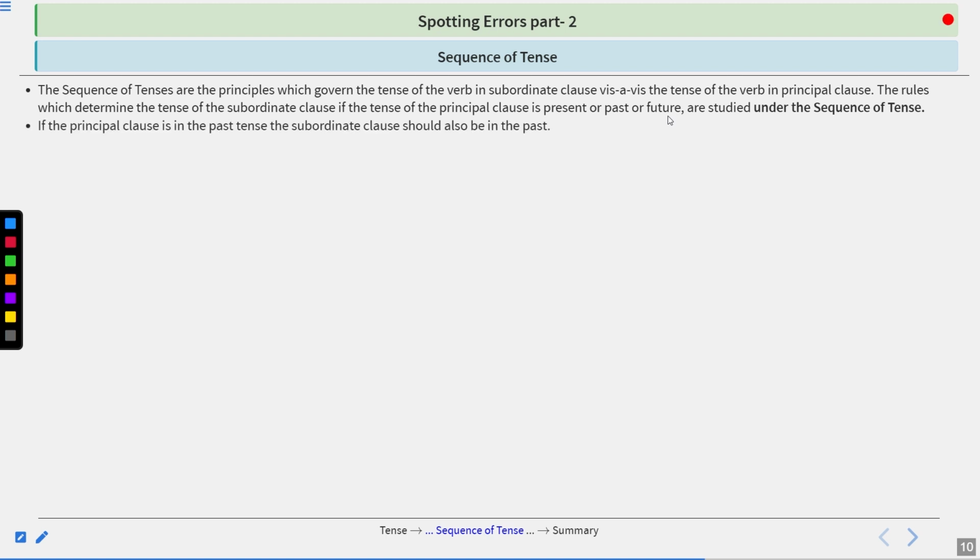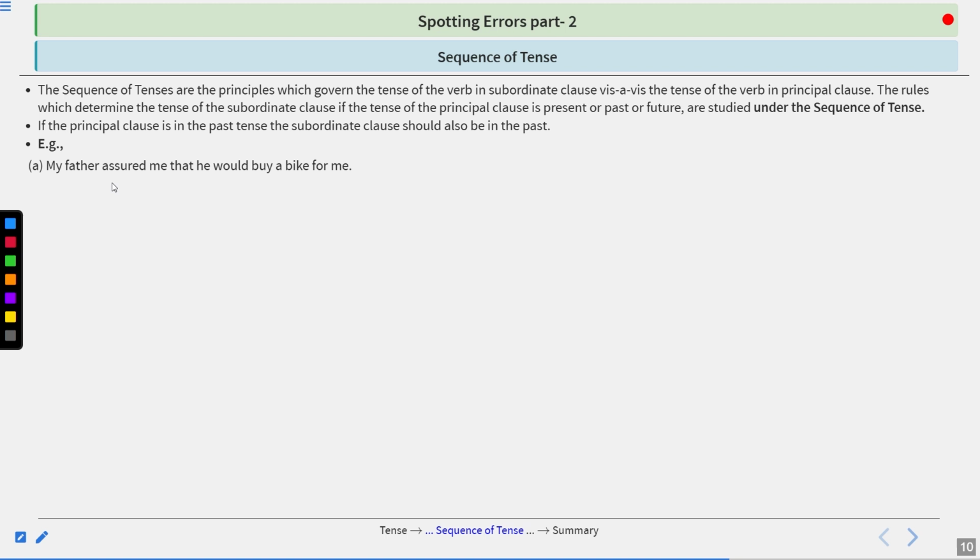So let's understand. If the principal clause is in the past tense, the subordinate clause should also be in the past. So here we are saying that if you find any clause which is a principal clause in the past tense, the subordinate clause after it will be in the past as well.